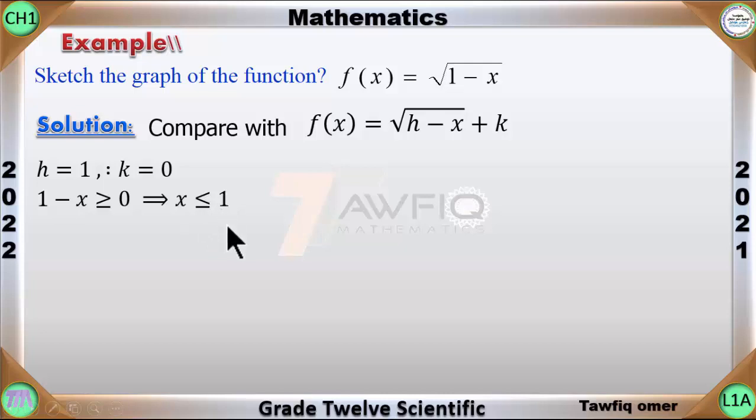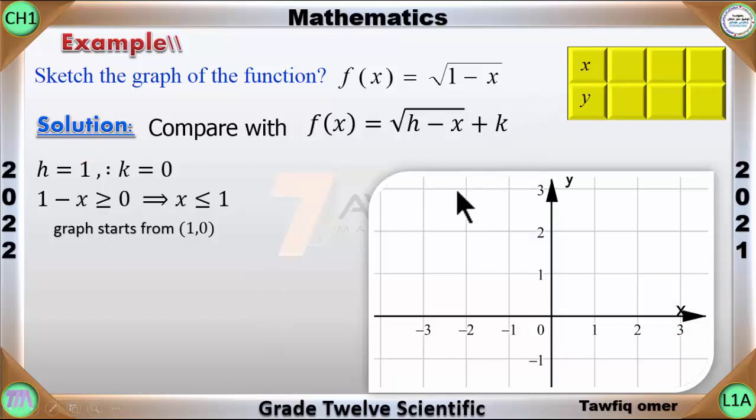This is one way. We have another way: because the sign of x is negative, you can take a number smaller than 1. And because here we have a minus sign and the outer sign is positive, the graph will be like this, from the start point to the left and up. And now the start point is 1, 0.